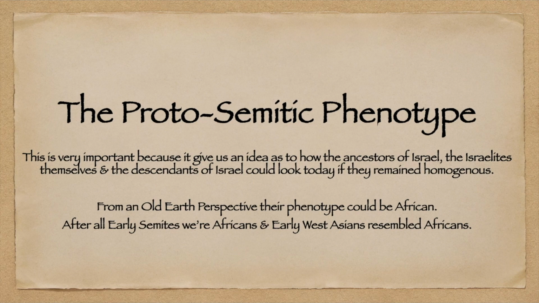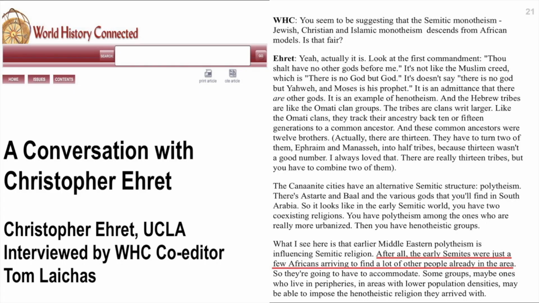So this is very important because it gives us an idea as to how the ancestors of Israel and the Israelites themselves and the descendants of Israel could look today if they remained homogeneous. From an old earth perspective, their phenotype could be African. After all, early Semites were Africans, and early West Asians resembled Africans. After all, the early Semites were just a few Africans arriving to find a lot of other people already in the area. Christopher Ehret.